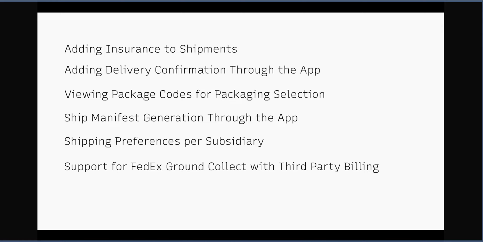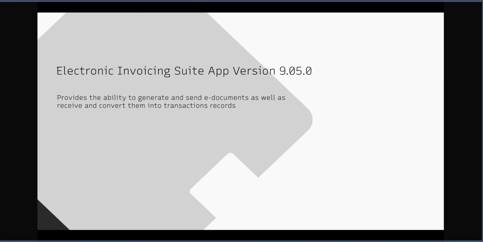Let's talk about some electronic invoicing enhancements. The electronic invoicing suite app provides the ability to generate and send e-documents as well as receive and convert them into transaction records. The electronic invoicing suite app includes enhancements only for the version 9.05.0. NetSuite now lets you mark e-documents as cancelled during the certification process, giving you more control over your electronic invoicing.